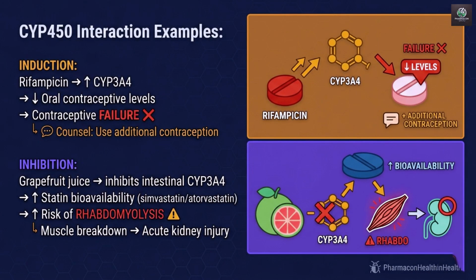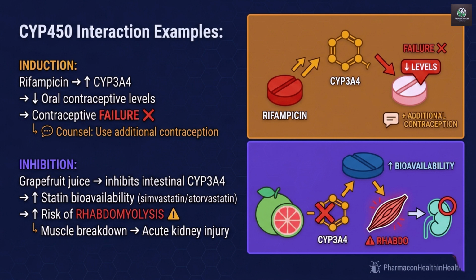Two landmark clinical examples illustrate CYP450 interactions. First, rifampicin and oral contraceptives. Rifampicin is a powerful inducer of CYP3A4. It dramatically upregulates the enzyme, accelerating the metabolism of ethinyl estradiol in combined oral contraceptives. This reduces contraceptive plasma levels to subtherapeutic concentrations, causing contraceptive failure. Patients must use additional barrier methods and be clearly counseled about this interaction.